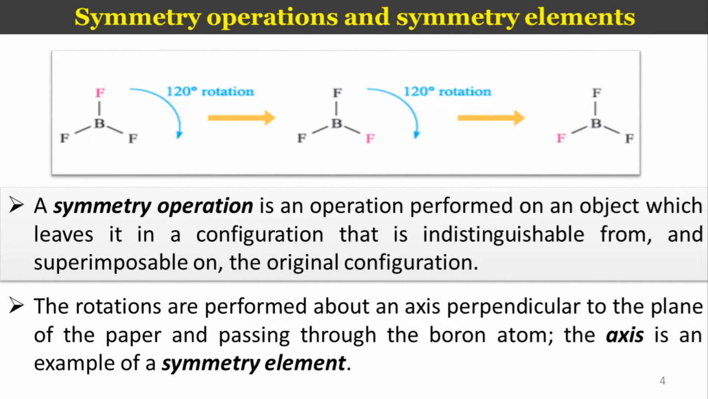So the angle of rotation should be what? 120. So in this way, one can find out the angle of rotation. Okay. Now applying this notation to the BF3 molecule, look at this one.